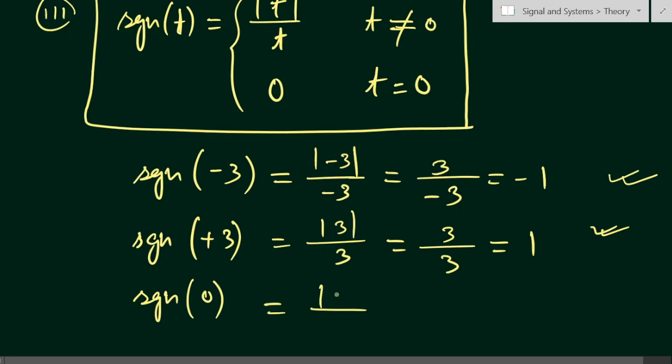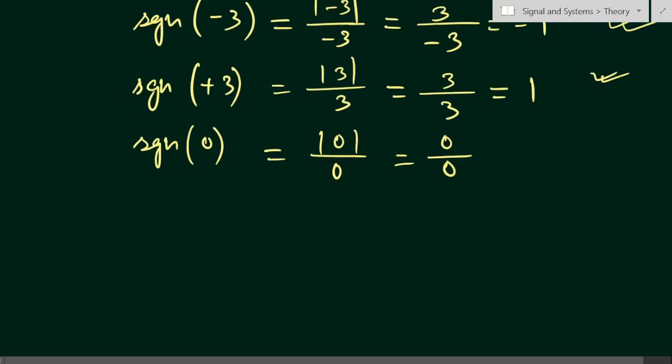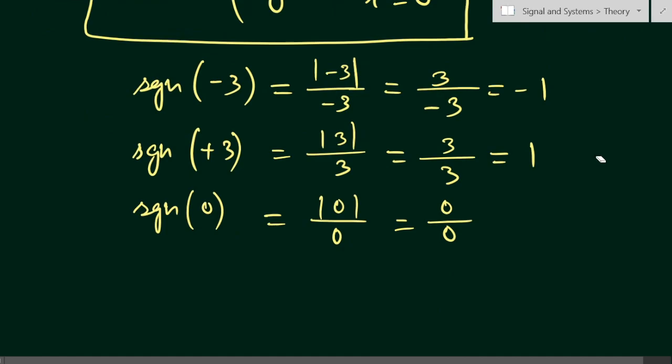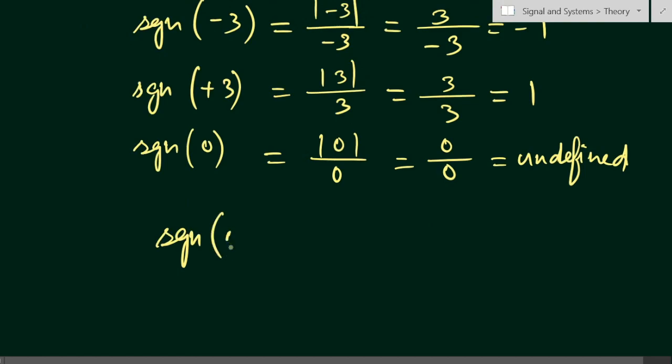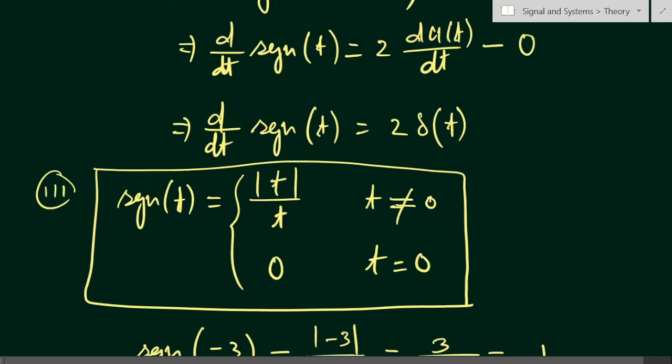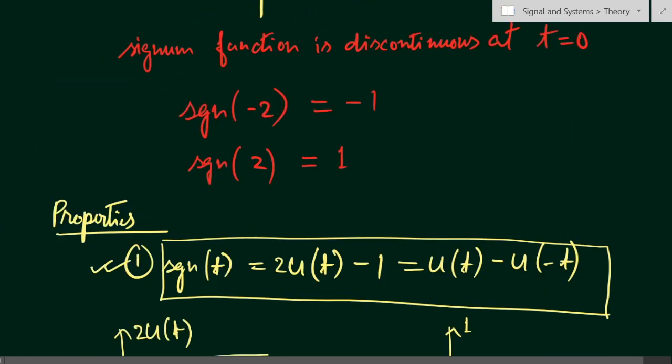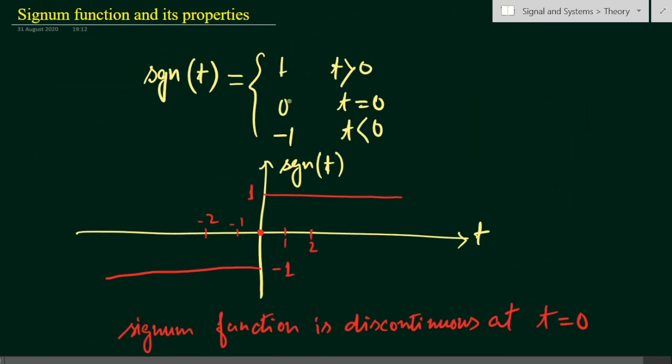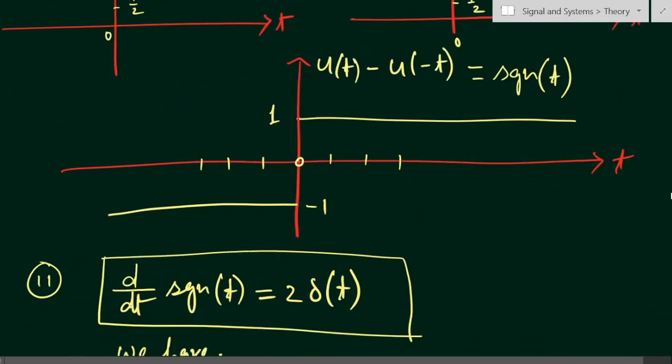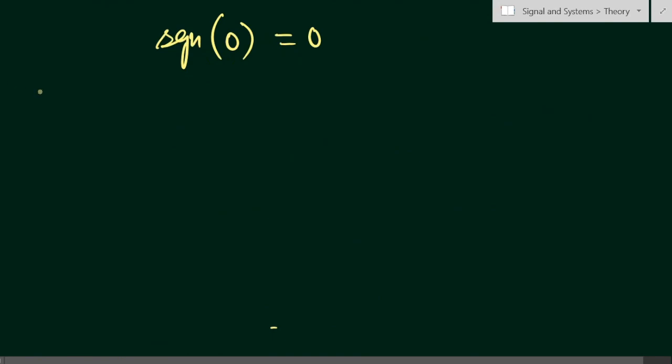So what will have mod of 0 divided by 0. So this is 0 by 0. Okay, so what is the 0 by 0? It is the undefined form. Okay, so this is undefined. So here we will assume signum function at t equal to 0 is equal to 0, because we can see here at this for definition itself we have here signum function has a 0 value at t equal to 0. So this is the third property. Now let us go to our fourth property.